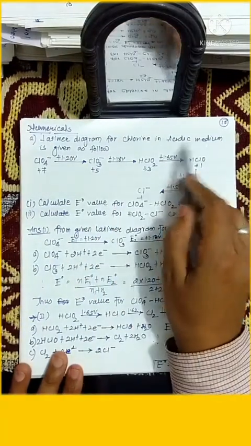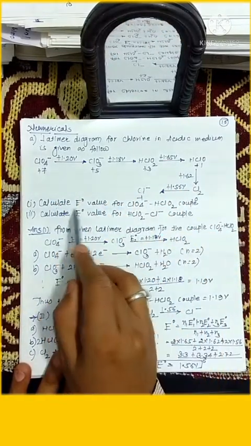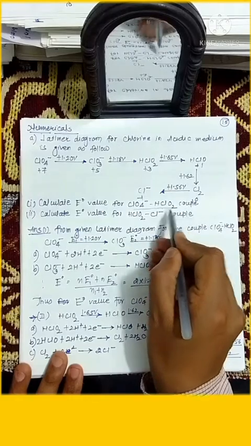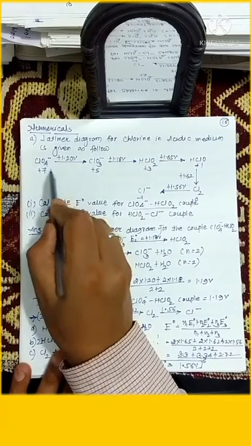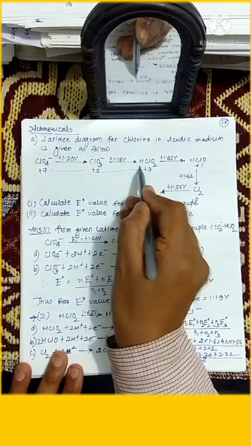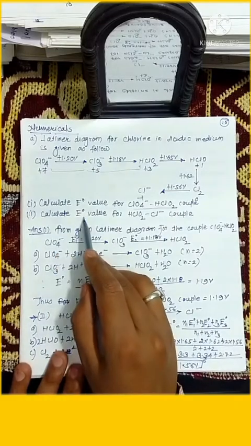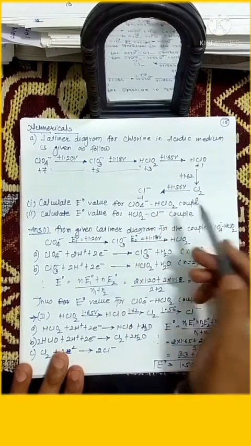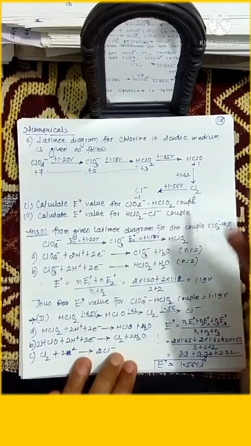The Latimer diagram for chlorine in acidic medium is given as follows. We have to calculate E0 value for the ClO4 minus to ClO2 couple. So basically we have to find the value of ClO4 minus to ClO2 couple. Secondly, we have to find E0 value for the ClO2 to Cl minus couple.